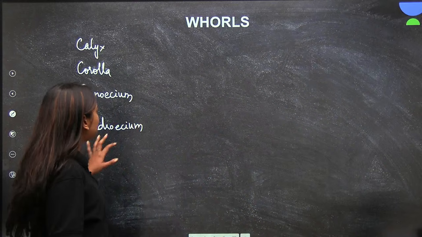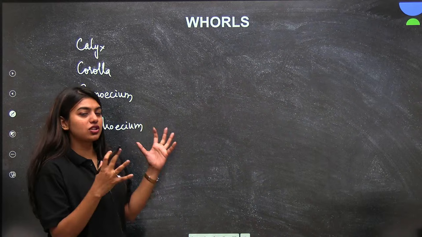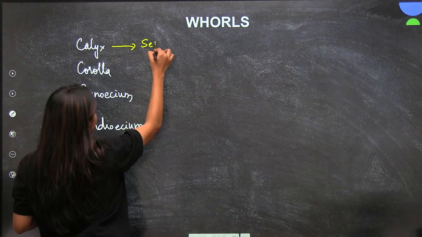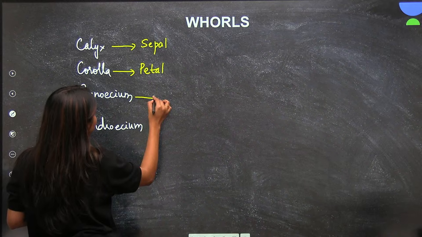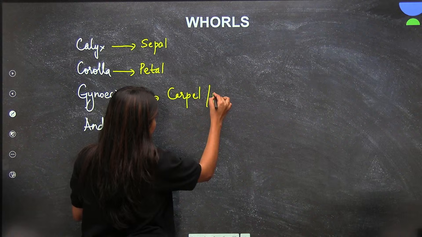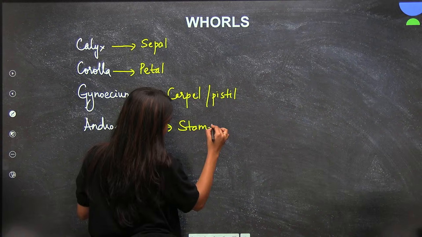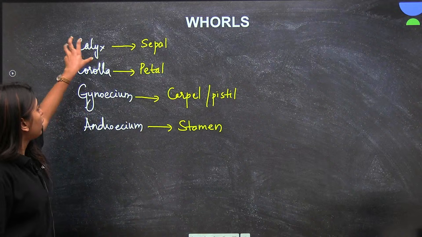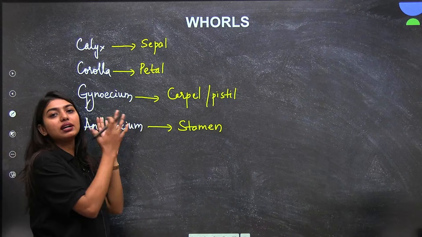Now, what am I saying? These are like whorls, right? A whorl will have a single unit. So, the calyx's single unit member is the sepal. The corolla's single unit is the petal. In the gynoecium, we have the whole of the carpel, or your pistil. And your androecium will have the stamen. Clear to all of you? So, the sepal is a single unit of the calyx, and many sepals together form the calyx. Clear?